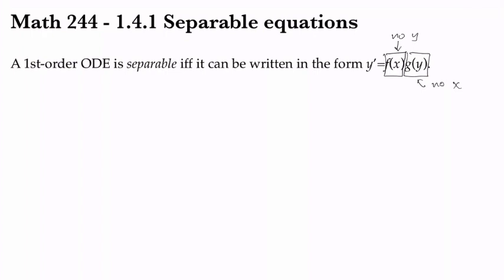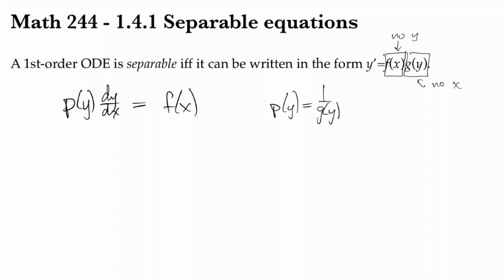So let me write 1 over g as p, so then we've got p of y dy dx equals f of x.